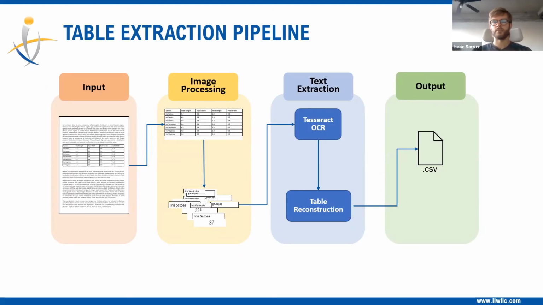The table extraction pipeline takes in an image or scanned PDF as its input and goes through two steps: image processing and OCR, handled by each of the libraries mentioned on the previous slide. The image processing identifies the table and detects all the lines in it, breaking it up into individual cells. The cells are then passed through the OCR process, and once the text is extracted from each individual cell, the table is reconstructed into a usable data format, such as a CSV file.